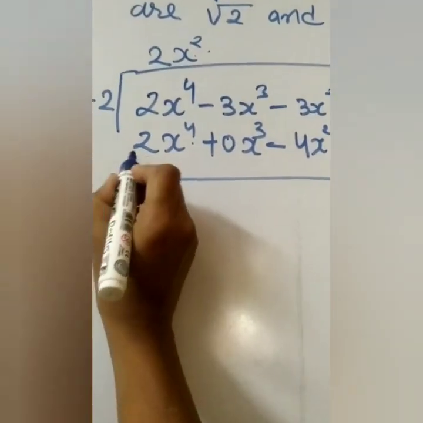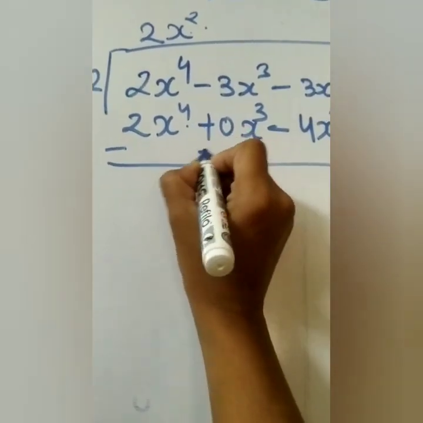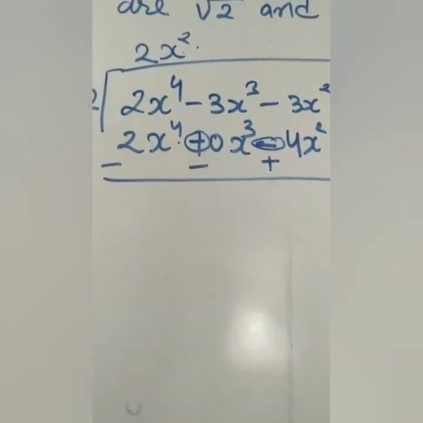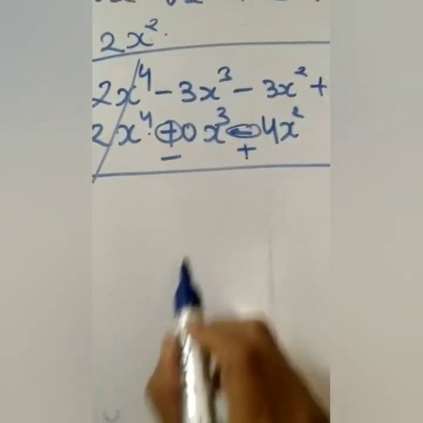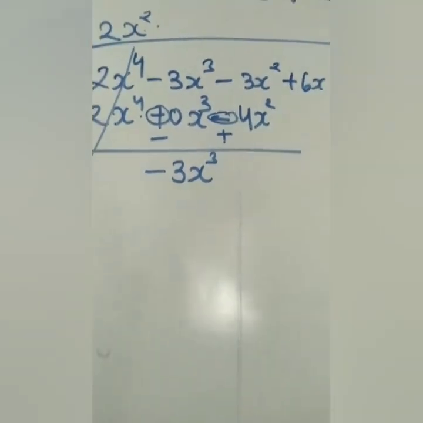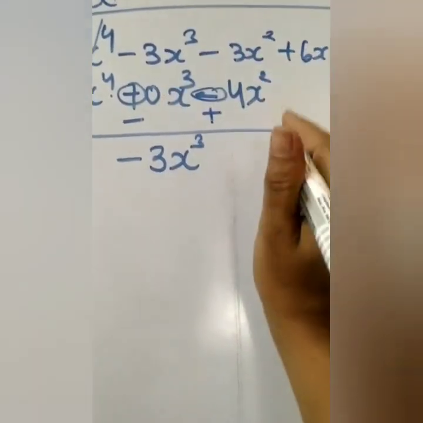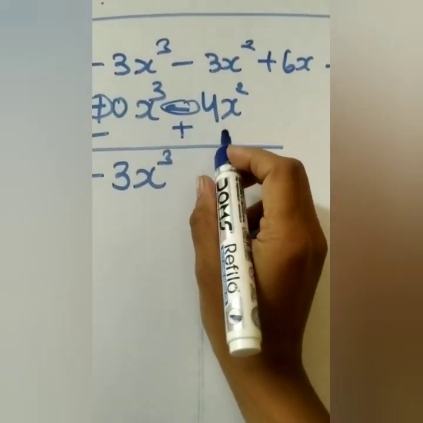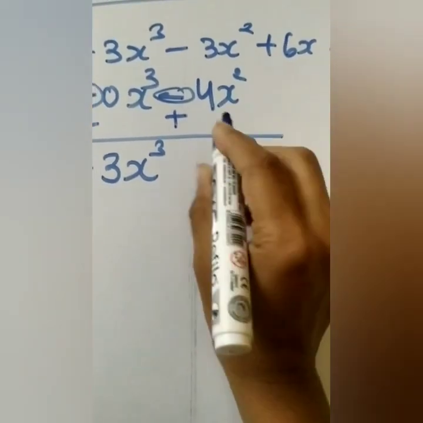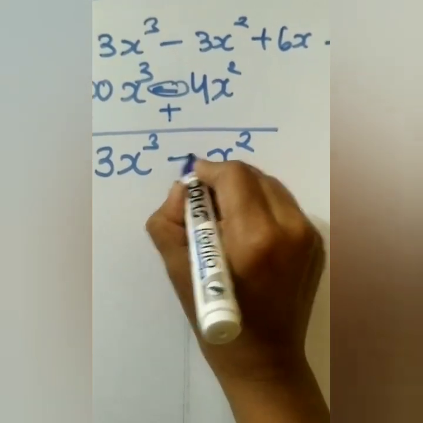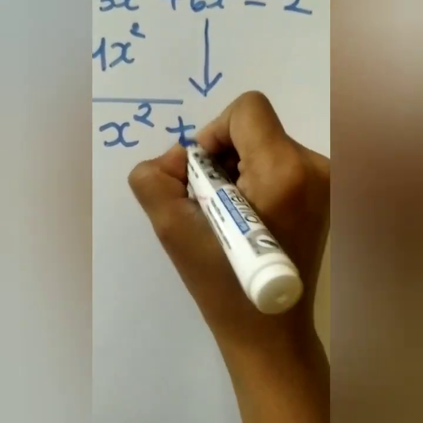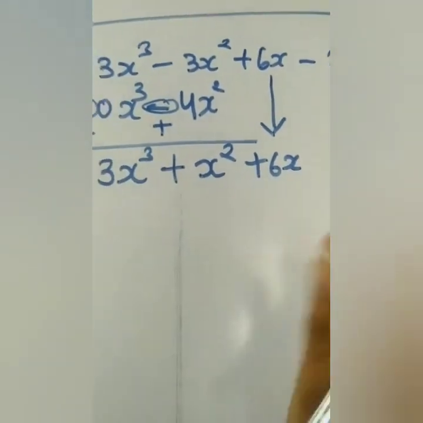Here we have to change the sign. Here is plus, it will become minus. Here is plus, it will become minus. Here is minus, it will become plus. Now you have to forget all the old signs. Now you will cut this. Now it will filter out simply: it will become 3x cube but in minus. Here plus minus will be minus, so the operation will be minus. 4 minus 3 will become 1x square, so we will simply write x square, and the sign of the greater number, which is now plus, so we will write that plus. Now we have to take down that plus 6x, so we are taking down that plus 6x.